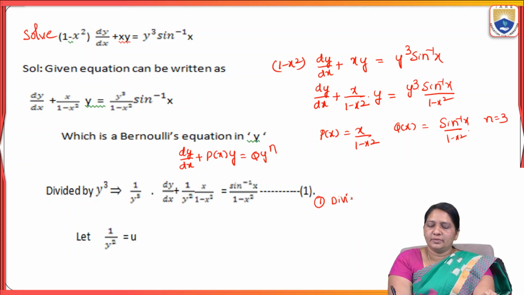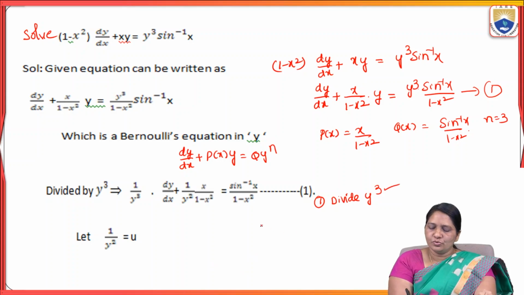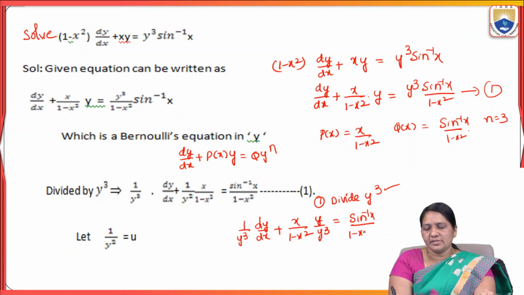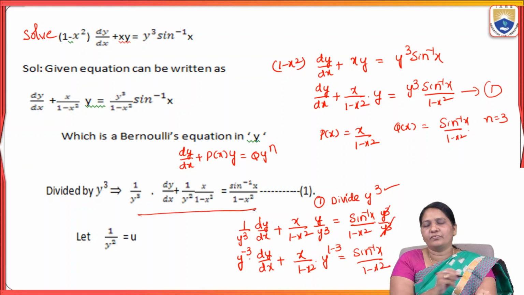First step, divide with y power n. So here y cube. So divide the equation 1 with y power n, where n is 3. So dy by dx means 1 by y cube dy by dx plus x by 1 minus x square y by y cube is equal to sine inverse x by 1 minus x square y cube by y cube. So y cube will be cancelled. So here y power minus 3 dy by dx plus x by 1 minus x square y power 1 minus 3 is equal to sine inverse x by 1 minus x square. This is the equation form.